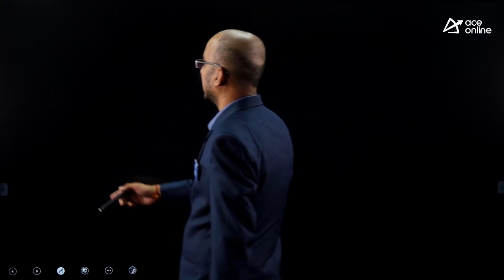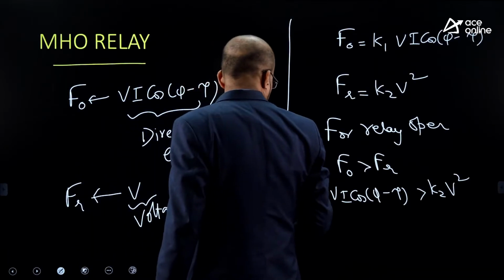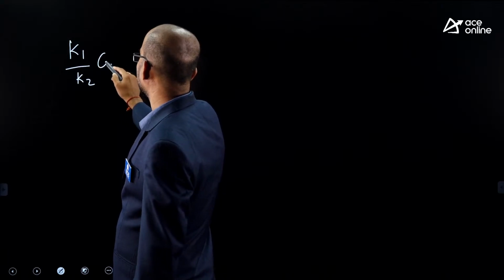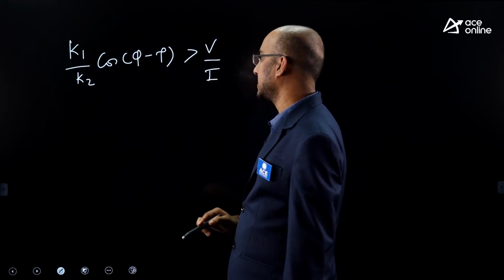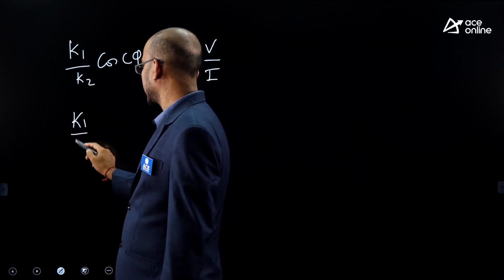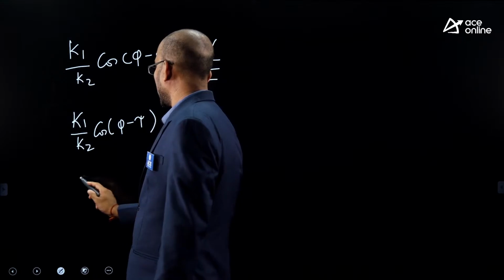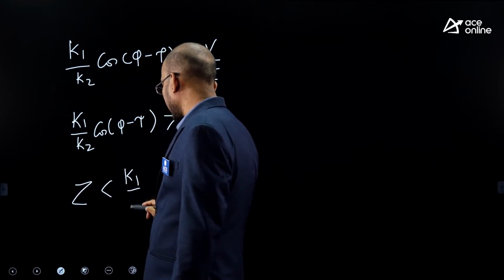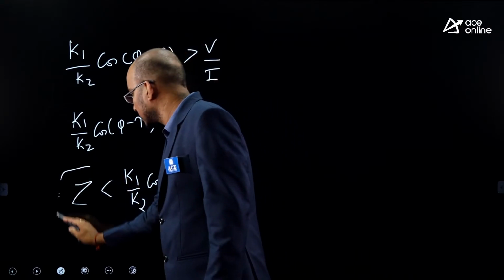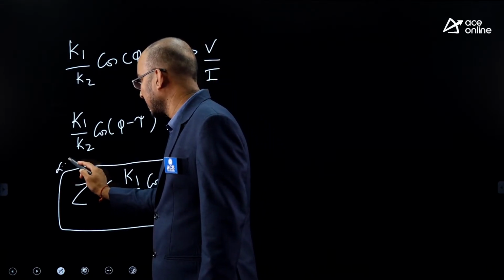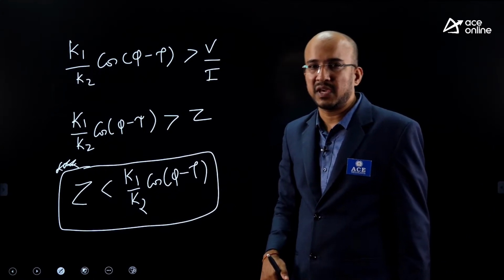Now, let us look forward here. K1 by K2 cos of phi minus tau must be greater than V by I. V by I is nothing but Z. So, you can write it as K1 by K2 cos of phi minus tau should be greater than Z, or when Z is less than this value, K1 by K2 cos of phi minus tau, the relay will operate. So, this is the condition that must be satisfied for operation of Mho relay.